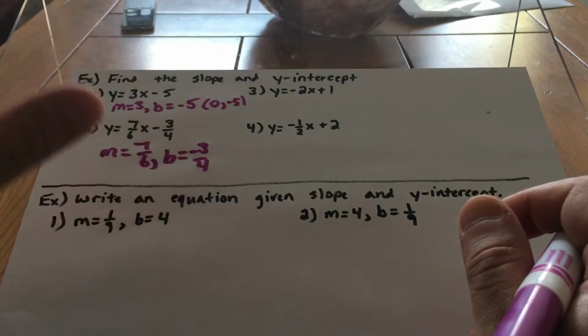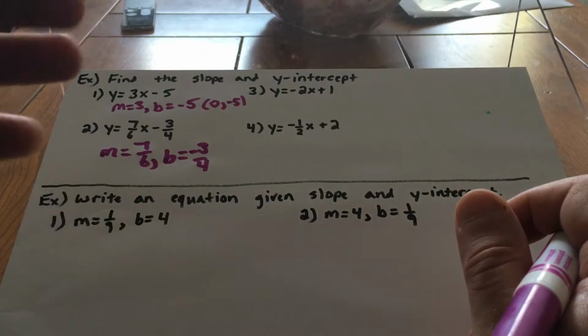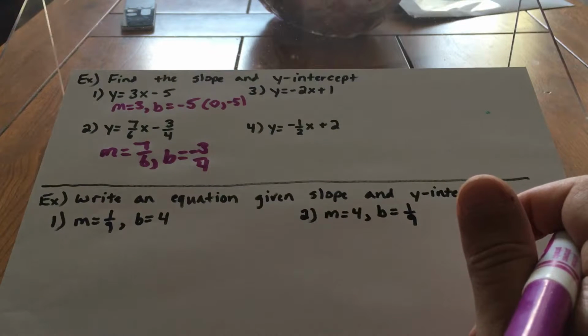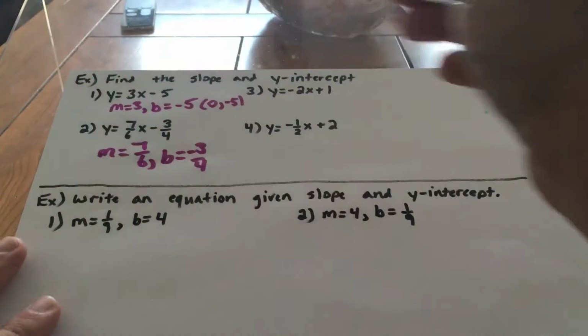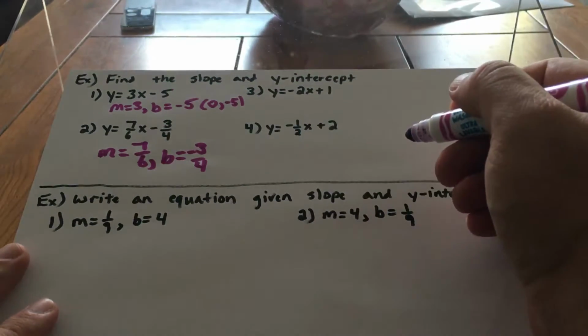For y-intercept, it might be better to change it to a decimal, because sometimes decimals are easier to see when you're estimating on the y-axis. That's just a little something extra. We'll talk more about that later.